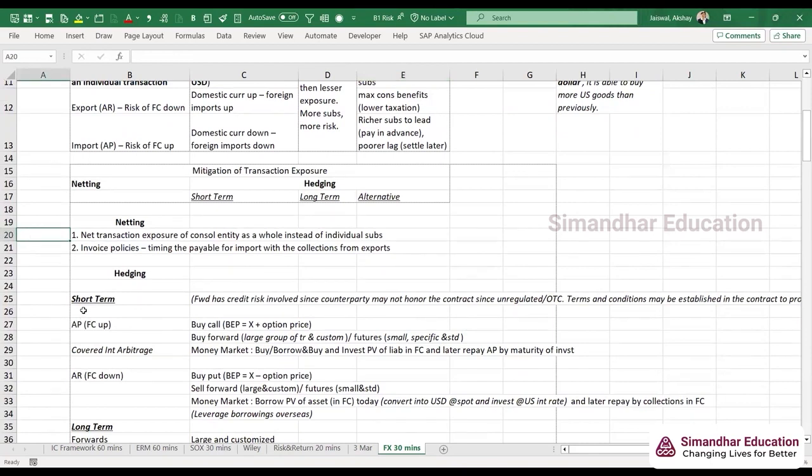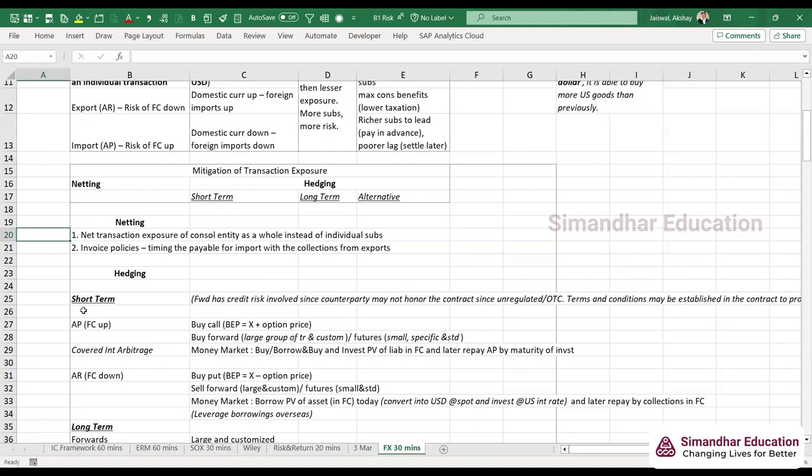What we can do is the Japan example, right? I told you that we have a Japanese customer and a Japanese vendor. So if we have both a receivable and a payable, AR and AP, we can try to have both of them on the same date. If both the payable and receivable are on the same date, we'll have just a net exposure, right? That is called netting.